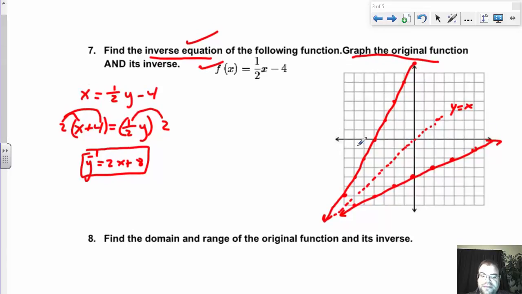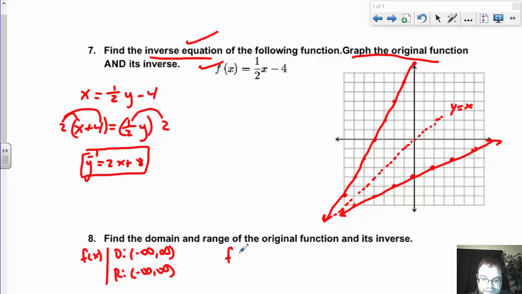Here's the original function right here. So they want the domain and range of that, and that's pretty easy for a line. This is going to go forever in this direction, and it's going to go forever in that direction for the domain. So this original function f of x will have a domain from negative infinity to infinity in interval notation, and the range will be the same, from negative infinity to infinity. It'll go down forever and up forever.